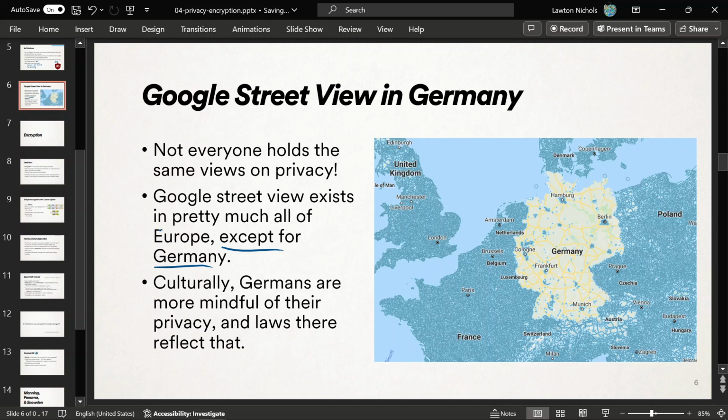Okay? It's a privacy thing. Because the Google Street View car is coming around and it's taking pictures of your house. Right? As an American, I guess our culture is like, yeah, that's cool. I like that. I want that because I want to go and look at somebody else's house, right? If I'm trying to go there. But Germans are a bit more big on privacy. So culturally, Germans are more mindful of their privacy, and they've made laws that prohibit that kind of mass gathering of images. Especially in the rural areas.